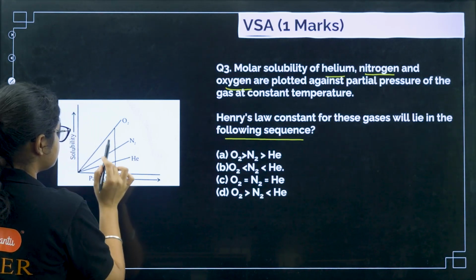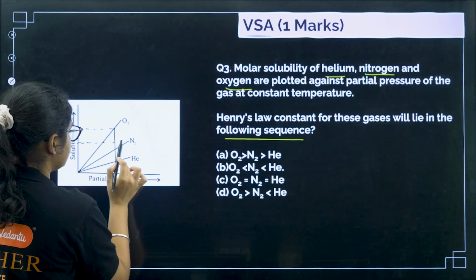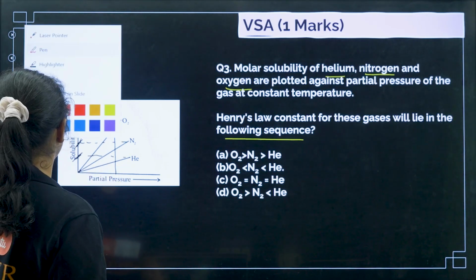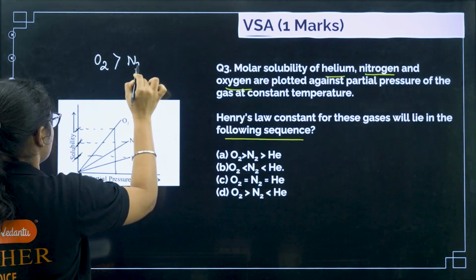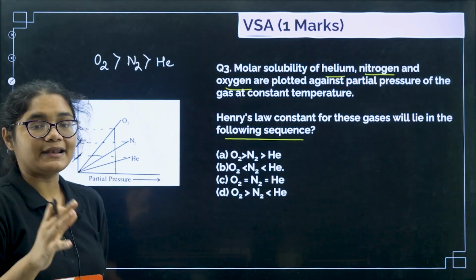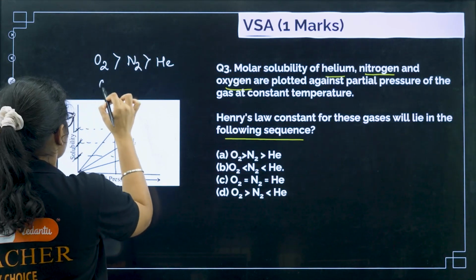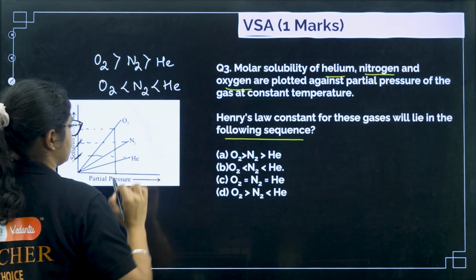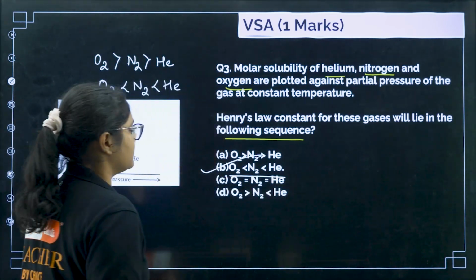At this pressure, what is the solubility? Solubility of oxygen is here, solubility of N2 is here, and solubility of helium is here. So at any constant pressure, solubility of oxygen is more than nitrogen, which is more than helium, right? You know solubility and Henry's law constant are inversely proportional to each other. So what will be the order of Henry's law constant? O2, N2 and He, option number B.